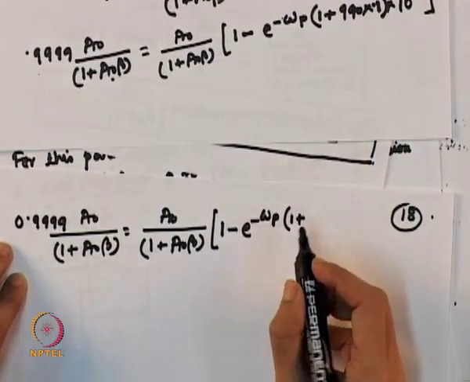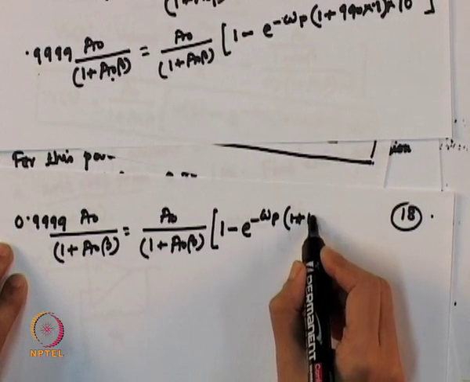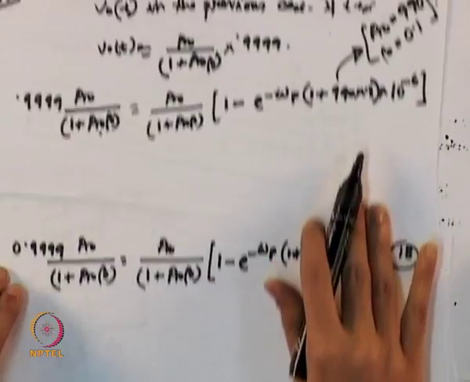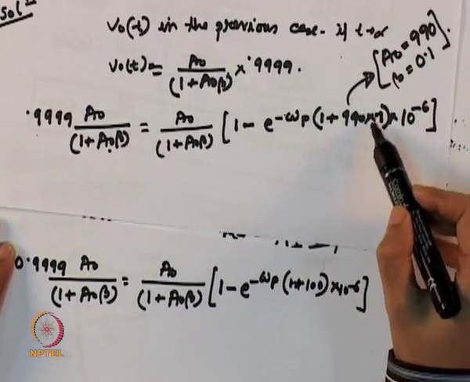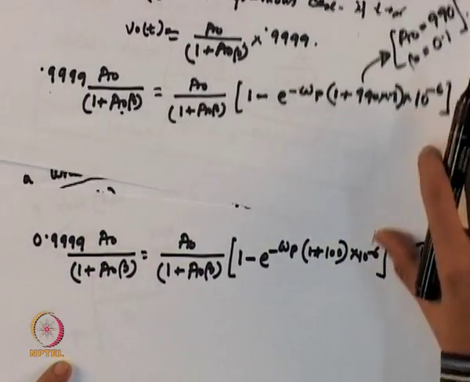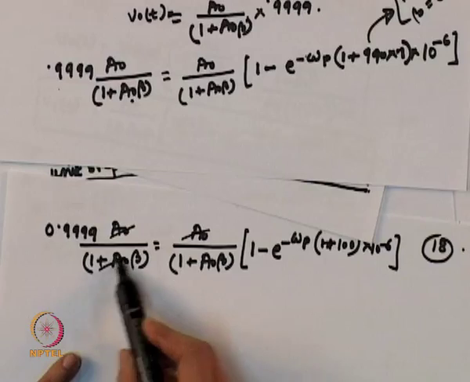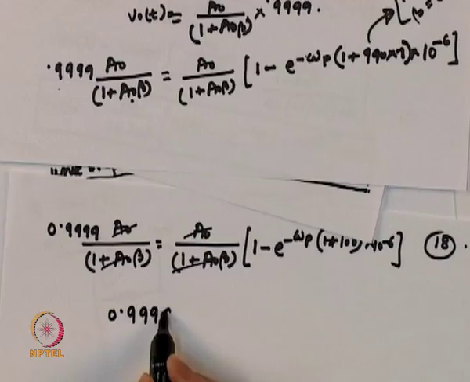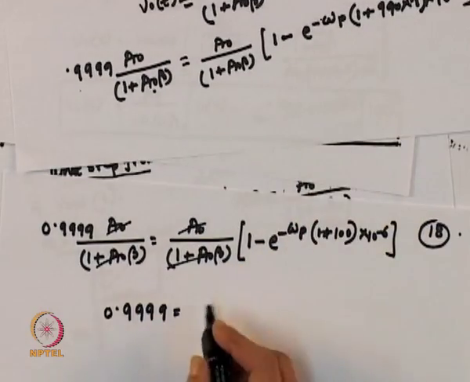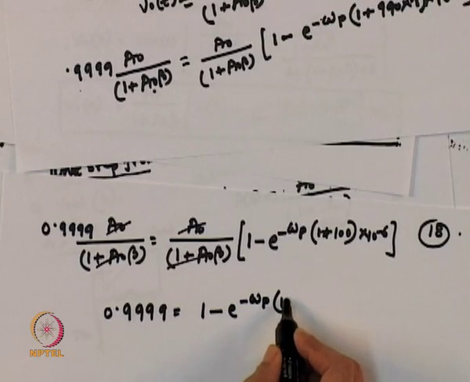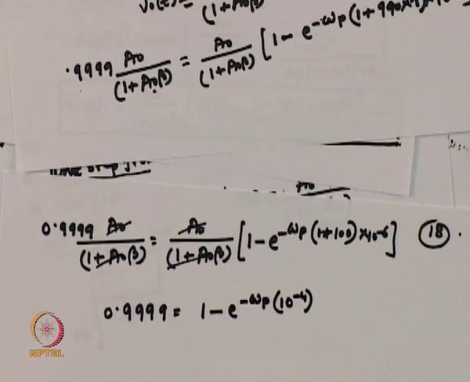So, this is going to come 100 into 10 to the power minus 6, because this is 990 into 0.1. So, it will come 1 plus 99, 100, 10 to the power minus 6. So, this and this will go out. So, we will have 0.1, this one, 1 minus e to the power minus omega p into 10 to the power minus 4.